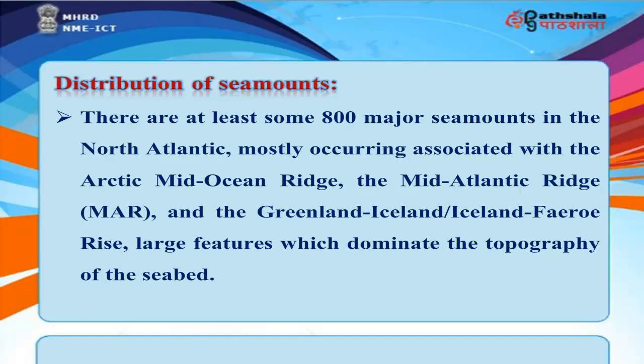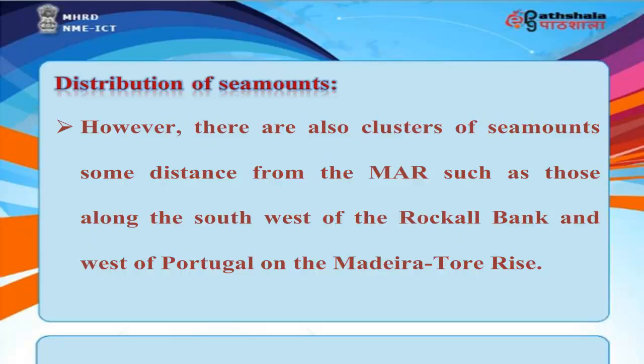Distribution of seamounts. There are at least some 800 major seamounts in the North Atlantic, mostly occurring associated with the Arctic Mid-Ocean Ridge, the Mid-Atlantic Ridge MAR, and the Greenland-Iceland-Faroe Rise, large features which dominate the topography of the seabed. However, there are also clusters of seamounts some distance from the MAR, such as those along the southwest of the Rockall Bank and west of Portugal on the Madeira-Torre Rise.